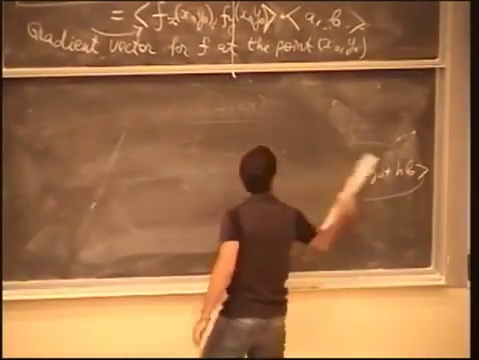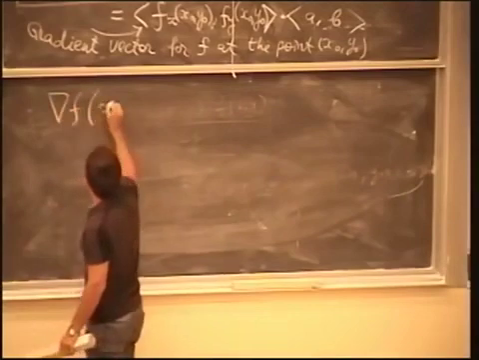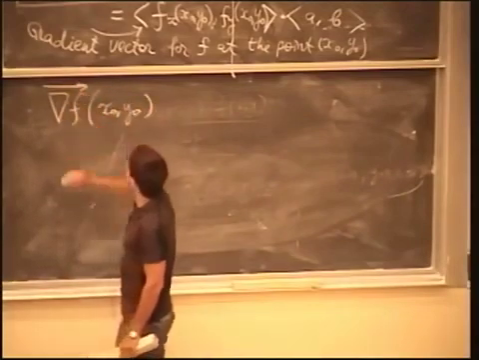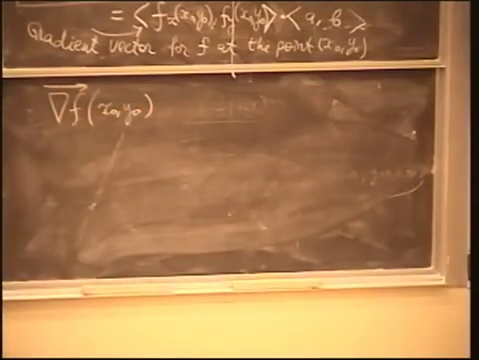Nabla f. And to emphasize that it's a vector, we put an arrow like this. Okay, so this is the gradient vector. So what have we learned so far?